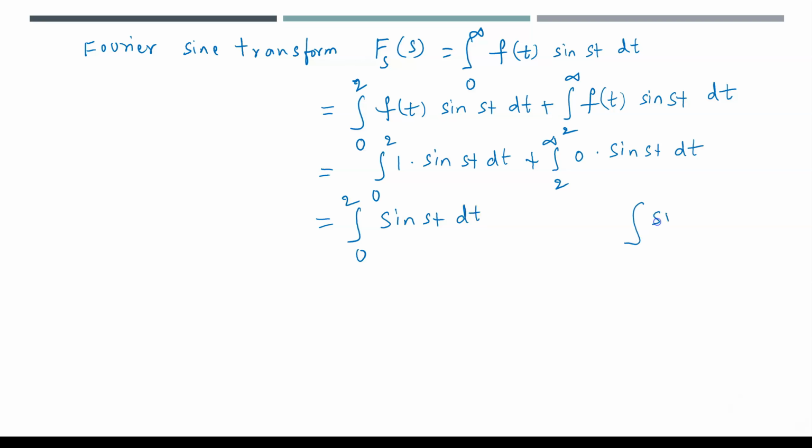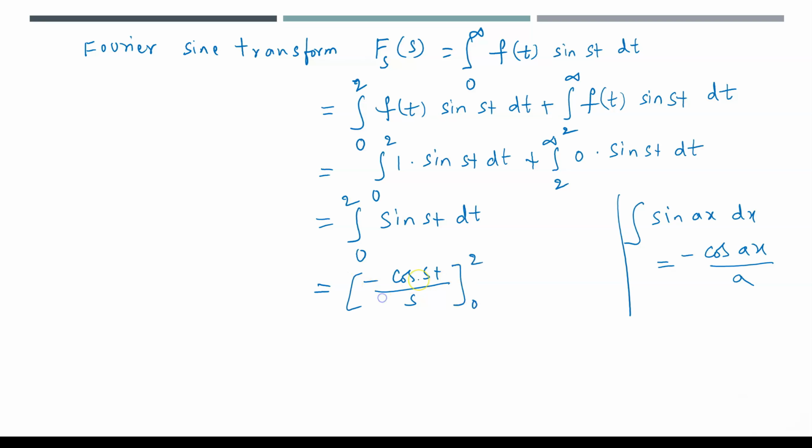Here the integral of sin ax dx equals minus cos ax upon a. Using this formula we can integrate sin st. So minus cos st upon s under the limits 0 to 2. Here the independent variable is t, we are integrating with respect to t. That's why the variable which is there together with t comes in the denominator. So st is there, so we should write s in the denominator, not t. We are integrating with respect to t.